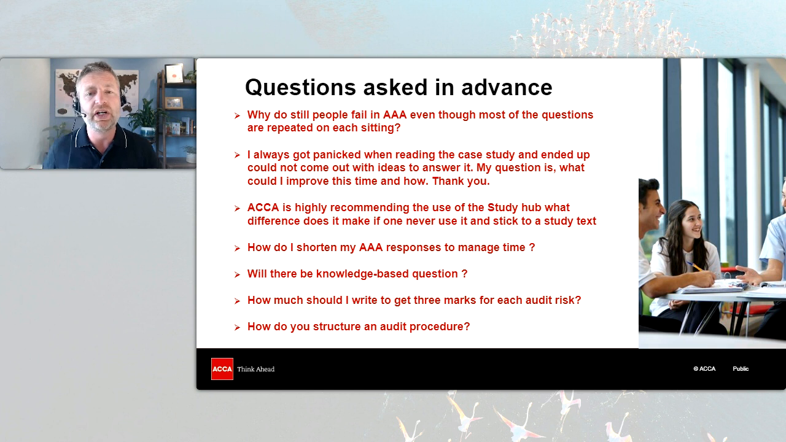How much should I write to get 3 marks for an audit risk? Okay, so my rule to earn a mark in AAA is generally 1 mark per well-explained point, right? And a well-explained point takes me generally 2 sentences. 2 sentences for a well-explained point. So to get 3 marks for an audit risk, I'm looking at 6 short sentences. Okay. Some people can, that's a good aim, right? Some people write a bit more than that, but it's not necessary. Yeah, if you're writing in a direct style without waffle, 2 sentences per mark is enough.